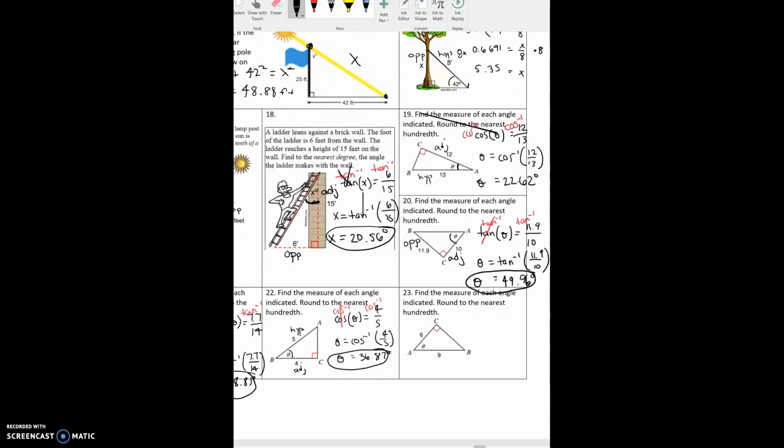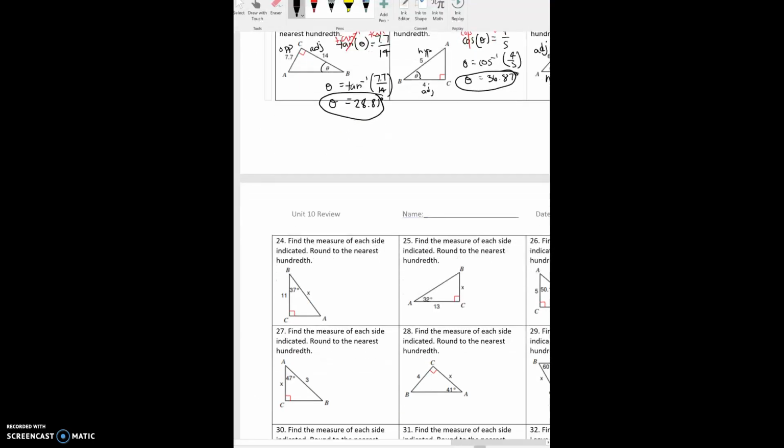22. Find the measure of each angle indicated, round to the nearest hundredth. This is my angle. We are given the adjacent and hypotenuse again, so we're going to use cosine of theta is equal to 6 divided by 9. Just like the last problem, take the inverse of both sides. Those cancel out. Theta is equal to the inverse cosine of 6 divided by 9. Plug it in your calculator, and theta equals 48.19 degrees.